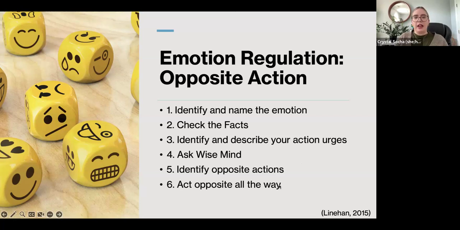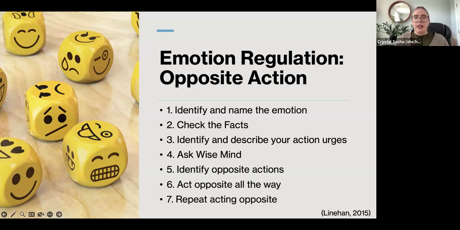And you want to keep acting opposite all the way. So if we're thinking about the example of sadness and this person wants to isolate, they want to continue to act opposite, meaning continue to get up. The first thing we might do is, again, get out of our bed. Mission accomplished. And it doesn't have to be acting opposite all the way right at that very moment, because it may take some time to gradually build that up, but we want to help individuals to continue to act opposite.